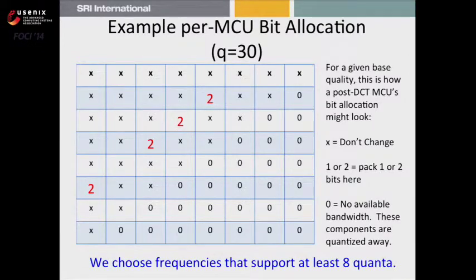The entries that are labeled 0 are the frequency components that are completely blanked out at this quality level. So we pick frequency components that are roughly in that diagonal there where you see the 2s. And those are the ones that get heavily quantized but are still present.